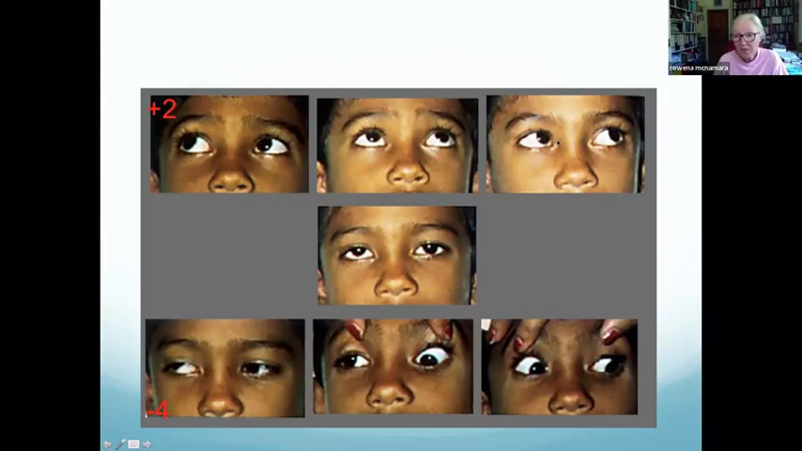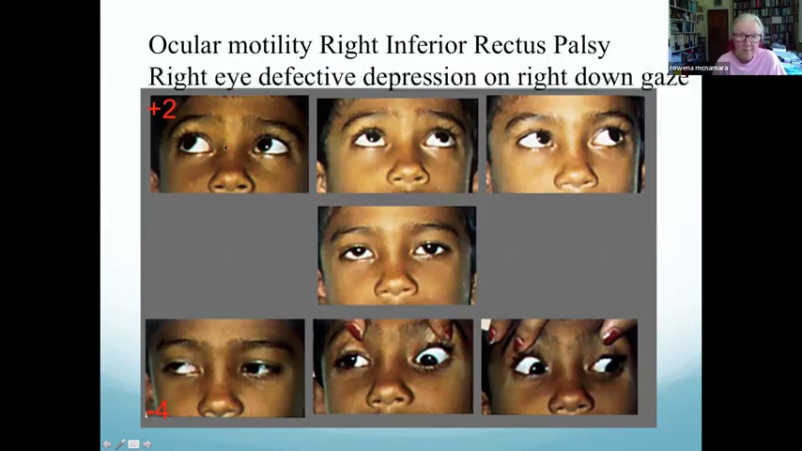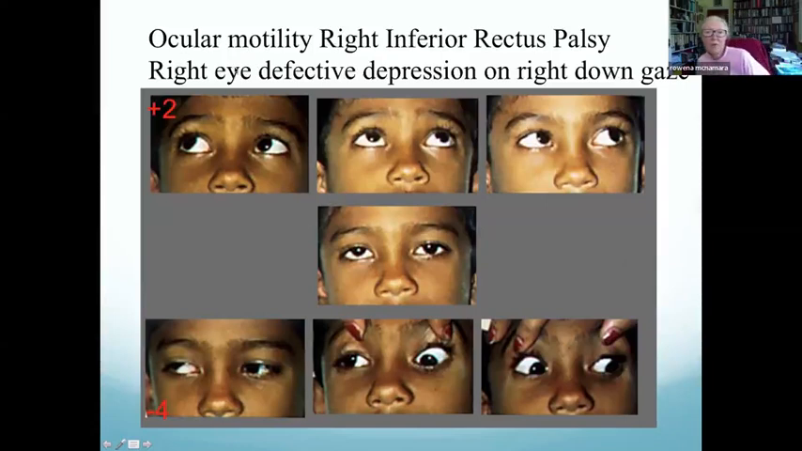So of note, looking in the opposite direction, everything is normal. He does not have double vision looking up to his left. He does not have double vision looking down to his left. And he does not have double vision looking straight to his left. So he turns his head to avoid the double vision which is happening on the right side. So the ocular motility of the right inferior rectus palsy shows the right eye with defective depression on right down gaze.